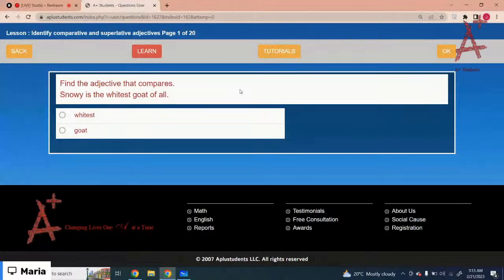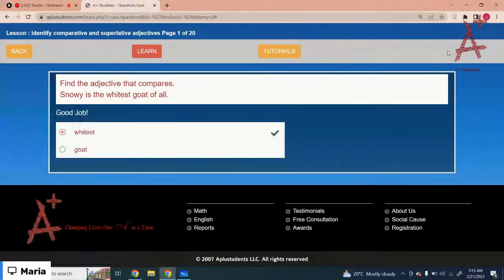You are comparing all the goats on the basis of their color. So you can see if the word has er or est, that would be the adjective. So whitest is the adjective because it ends with est. Got it?